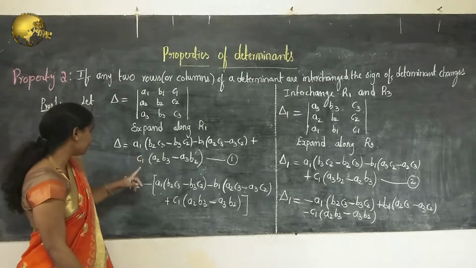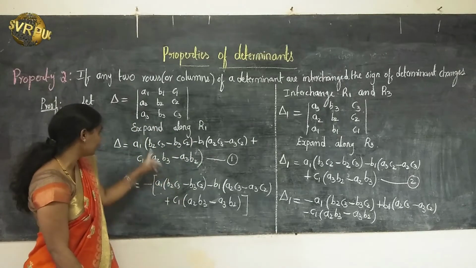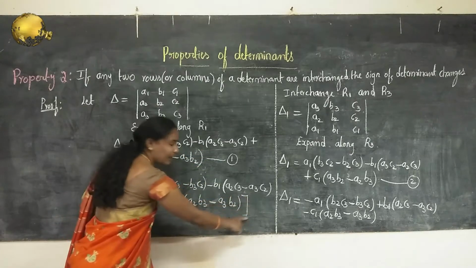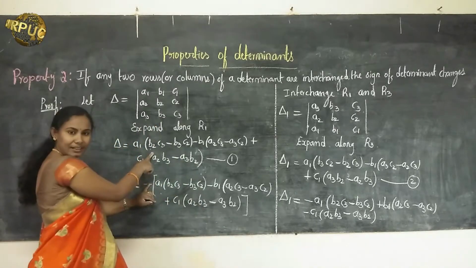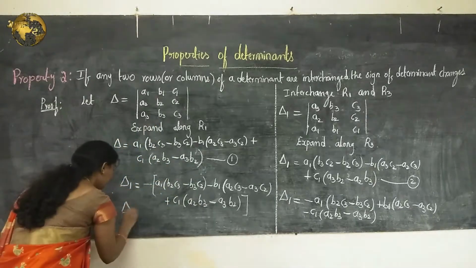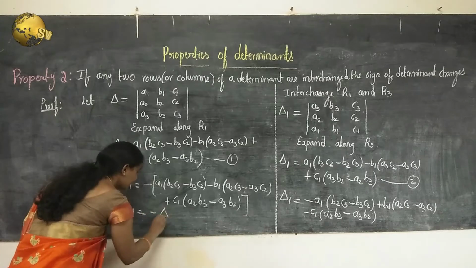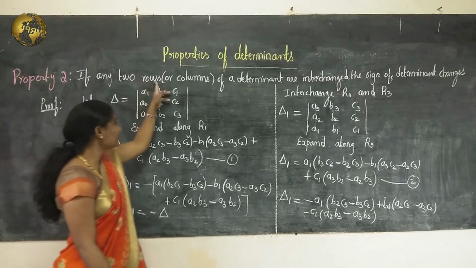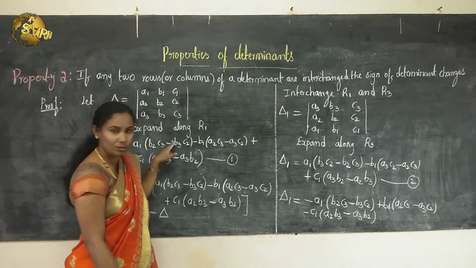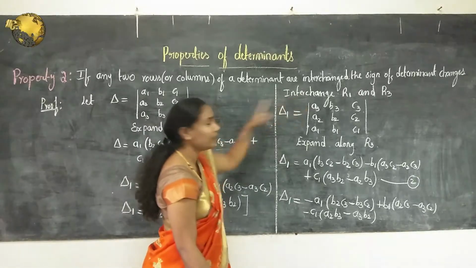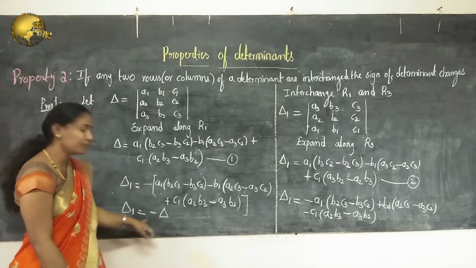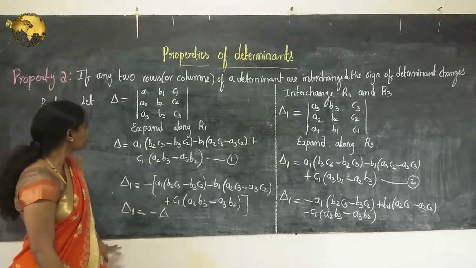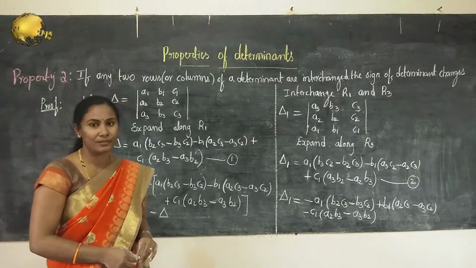Now see the delta. What is this? A1 into (B2 C3 minus B3 C2). So whatever the values are inside, those are the values of delta here. So delta 1 is equal to minus delta. Okay, so if we interchange any two rows, then the sign of the determinant will change here. Understood? So we can go for one example for this.